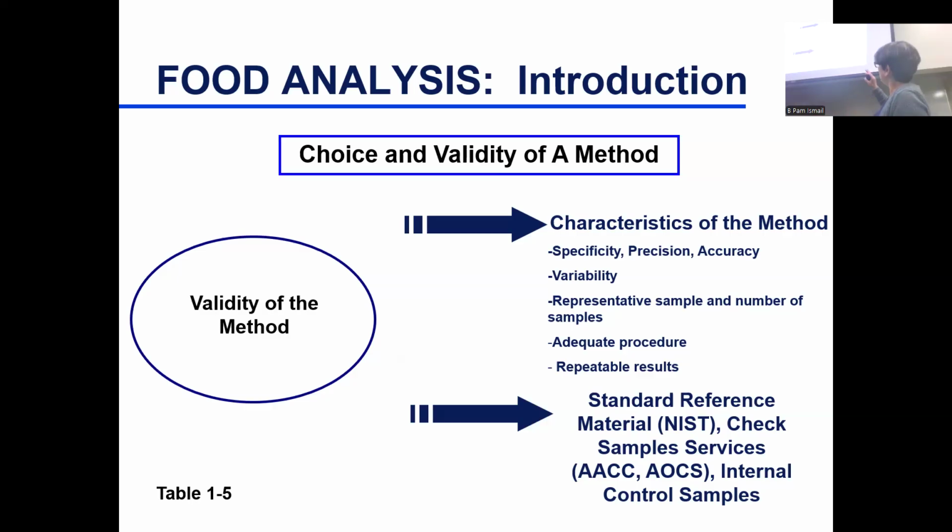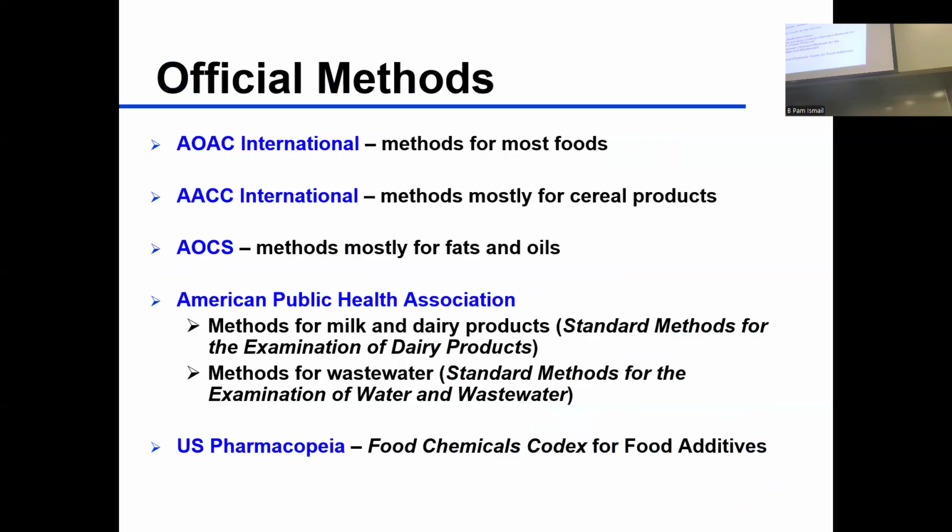Sometimes you also have an internal control sample. So you would measure it with two methods, and if you get similar results, then you validate your method. Okay. So from here on, a few slides, FYI.